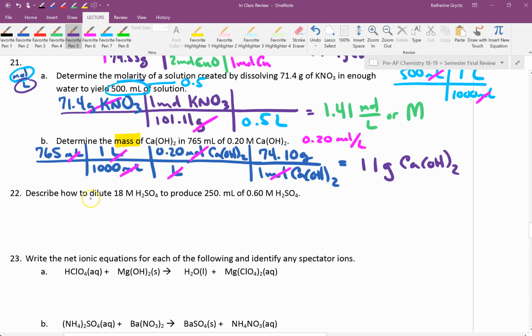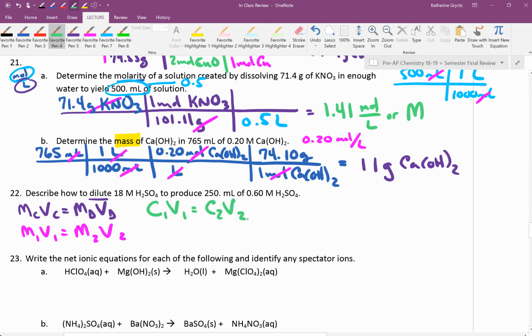22 is talking about dilution, so you should have learned a formula for dilutions. Either this or this, or I think I've seen it where you use C1V1 equals C2V2. So C standing for concentration, that's absolutely fine. Just we're going to put in molarities as our unit for concentration. So any one of those is fine.